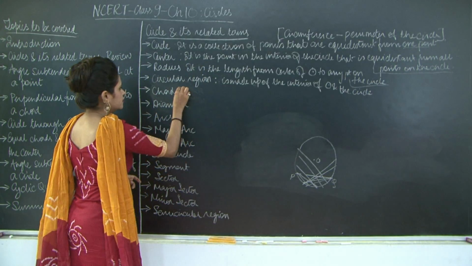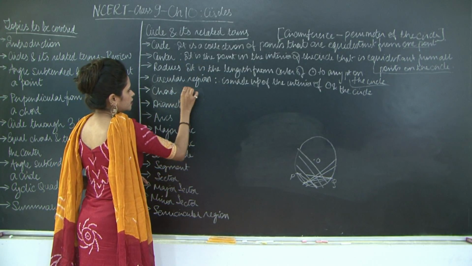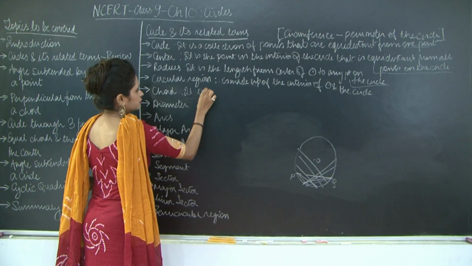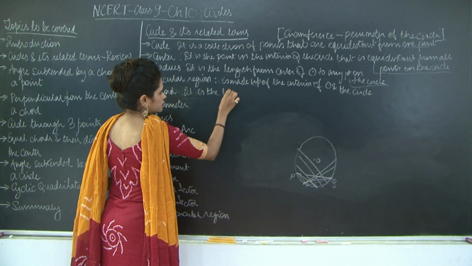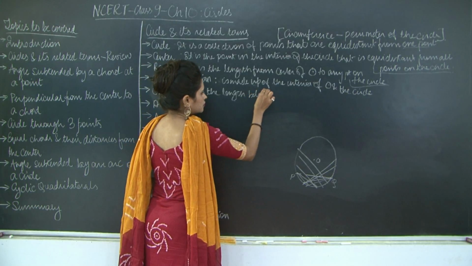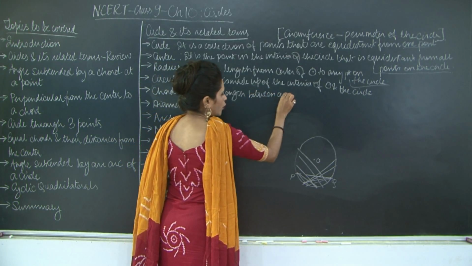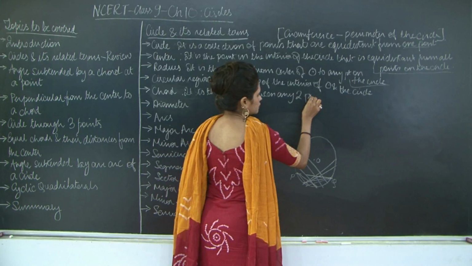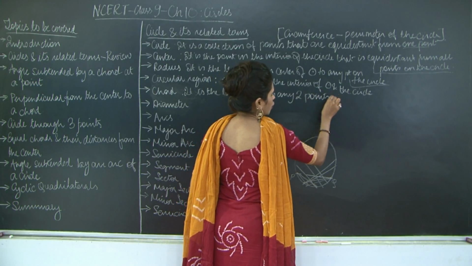All these are chords. So what is a chord? It is the length between any 2 points on the circle.